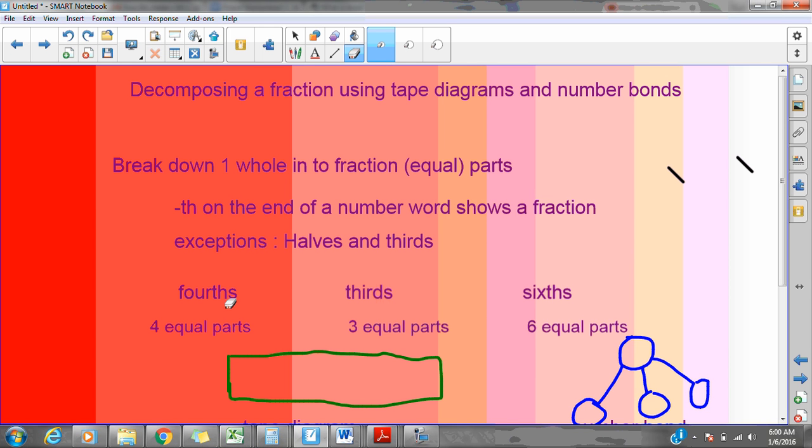So some words we have that are examples of fraction words. We have fourths, that means four equal parts. Thirds, three equal parts. Sixths, six equal parts.